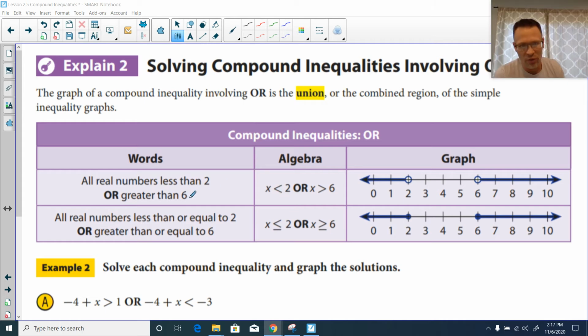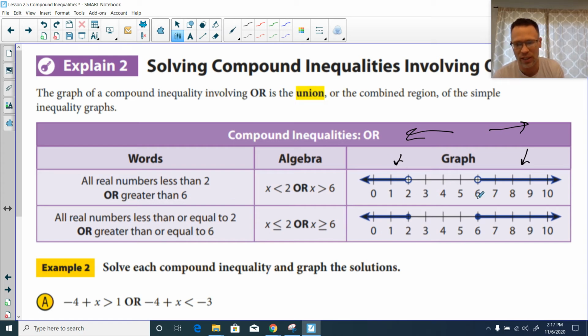And we don't look for overlap. If you look at this, I have x is less than 2, which is this graph right here, or x is greater than 6, which is this graph right here. Okay, and what you'll notice right away is that OR graphs always go in opposite directions. They don't overlap, they go in opposite directions. So that's one thing that we've got to keep in mind.